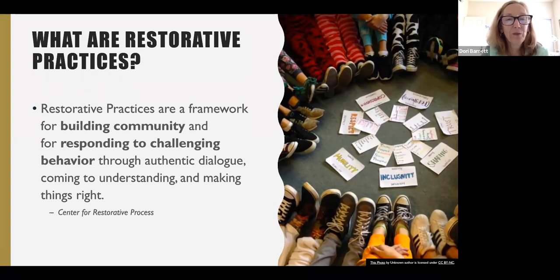So restorative practices, there are many descriptions of restorative practice, but this is one that I like from the Center for Restorative Practice and also the IIRP, which is the International Institute of Restorative Practices. Restorative practice is a framework. It's not just one thing, it's not a curriculum, but actually an approach or a framework for building community and responding to challenging behavior through authentic dialogue, coming to understanding, and making things right.